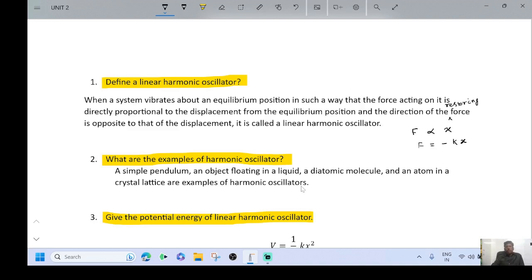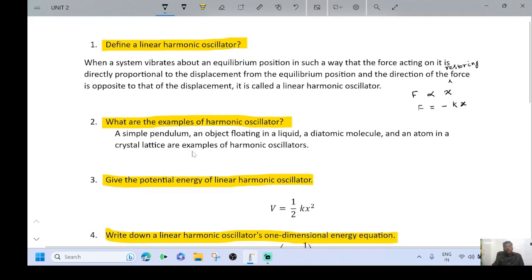See the second question. What are the examples of harmonic oscillator? A simple pendulum, an object floating in a liquid, a diatomic molecule, and an atom in a crystal lattice are examples of harmonic oscillators.